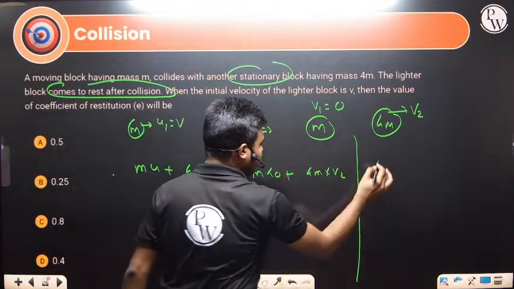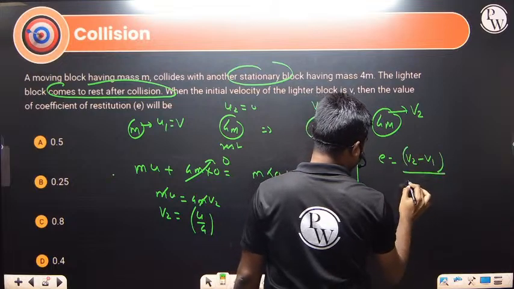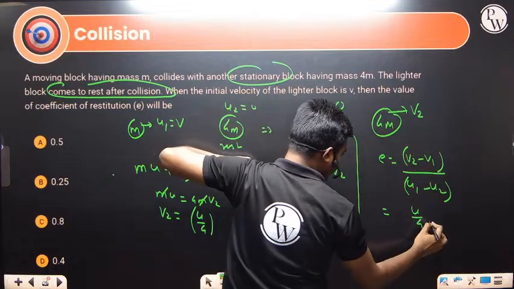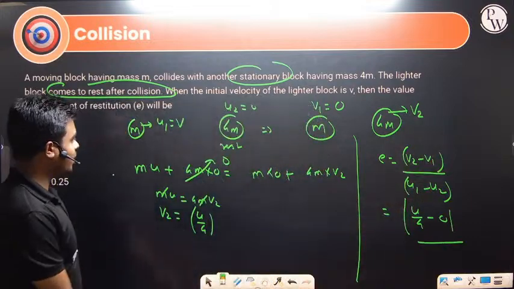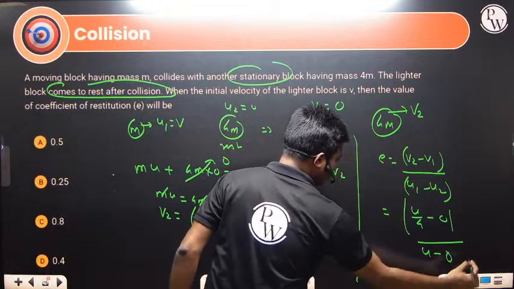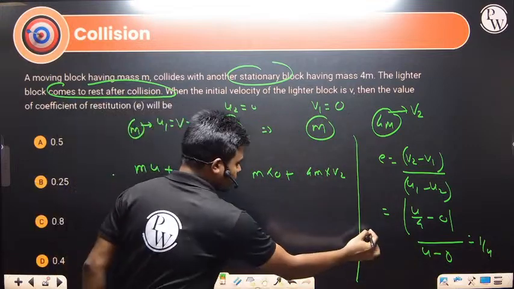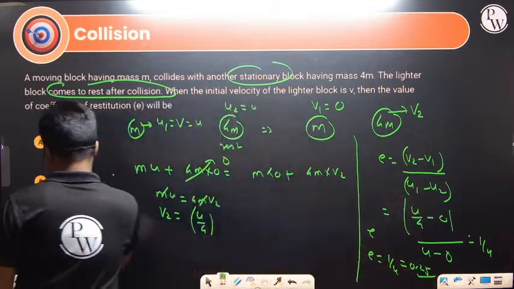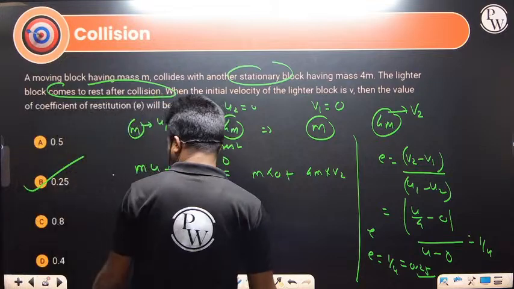Now, what is the coefficient of restitution? e is equal to v2 minus v1 divided by u1 minus u2. We got v2 as u by 4, minus v1, which is 0, divided by u1 minus u2, which is u minus 0. We get 1 by 4, that is 0.25. This will be the coefficient of restitution, 0.25. This is how we will calculate this.